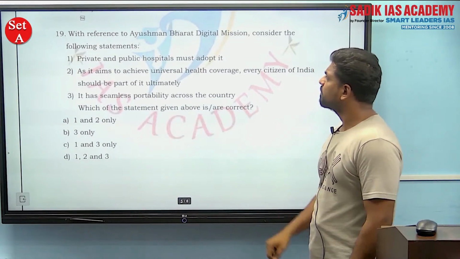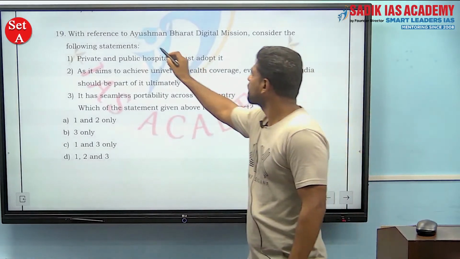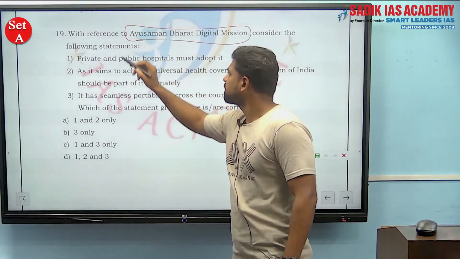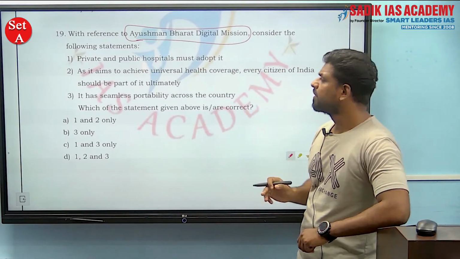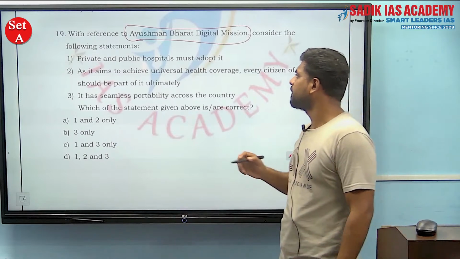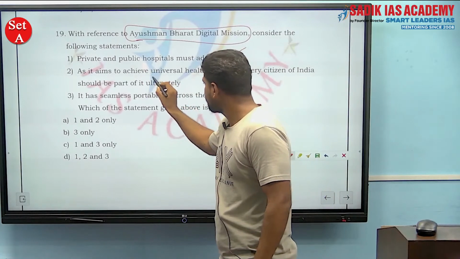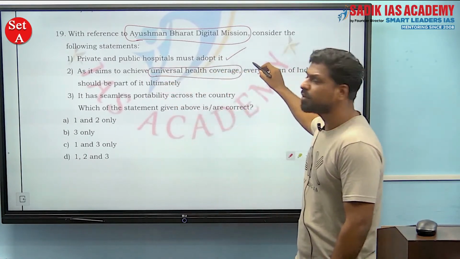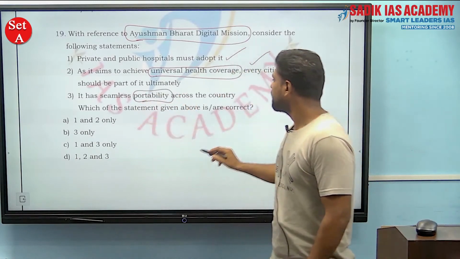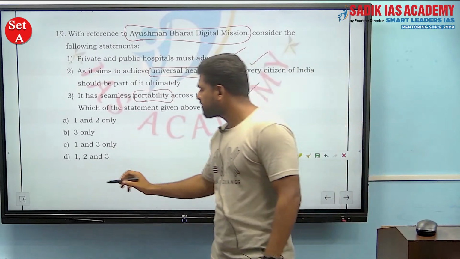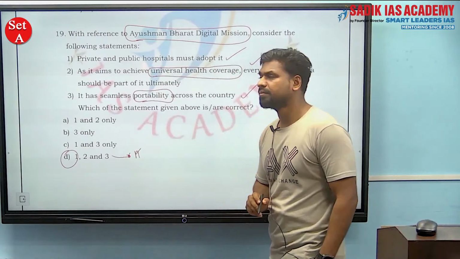So, 19th question, with reference to Ayushman Bharat Digital Mission, consider the following statements. This is a direct question which is provided exclusively on the website. Statement number 1, private and public hospitals must adopt it. This is right. It aims to achieve universal health coverage. This statement is also right. It has seamless portability across the country. This statement is also right. Therefore, the right answer is option D, 1, 2 and 3.